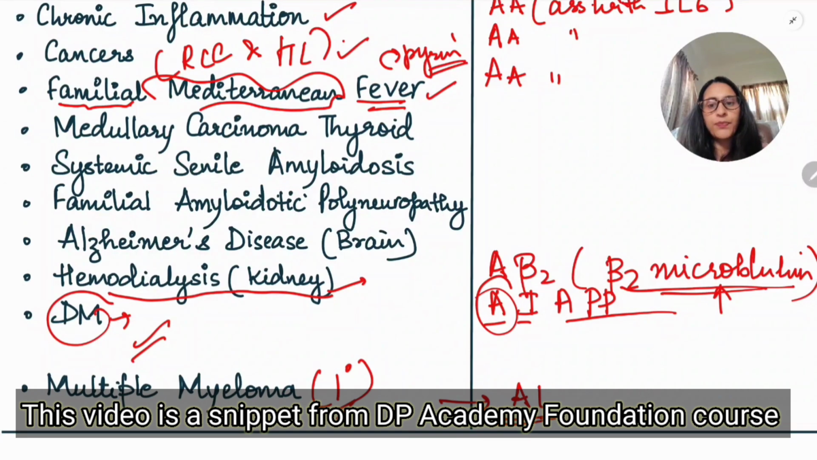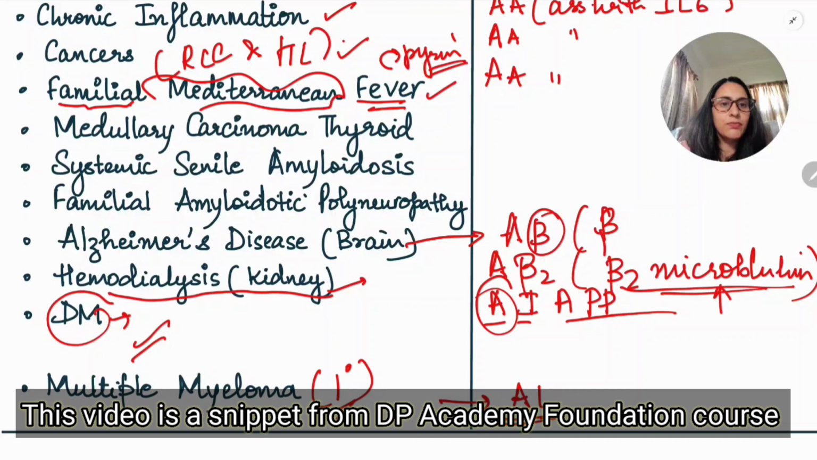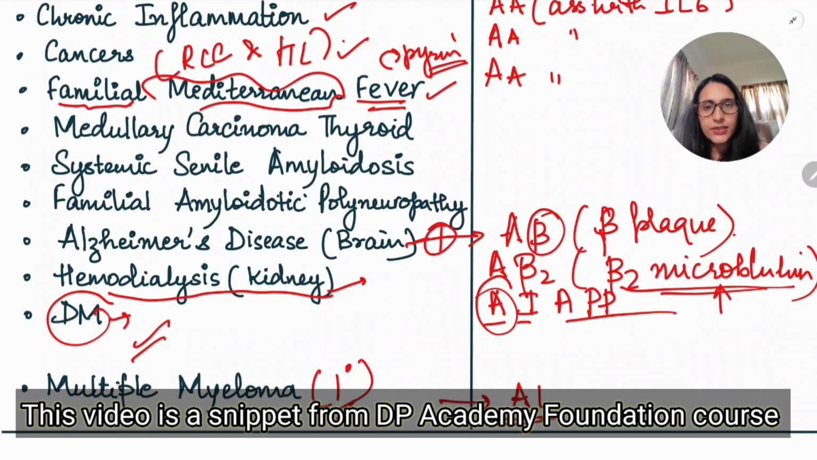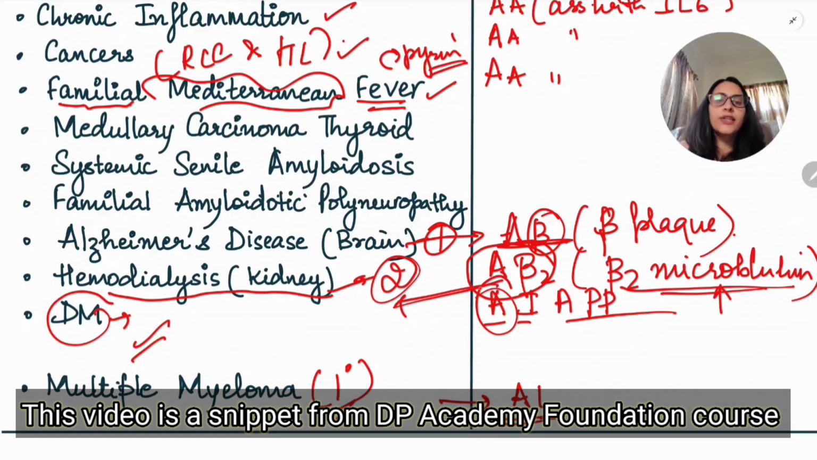For Alzheimer's disease, we know that it is a disease of the brain. In this case, there is A beta, that is beta plaque formation. Beta plaques are formed in the brain. So how to remember? We have one brain, we have two kidneys. So A beta is for brain, that is Alzheimer's disease, and A beta 2 is for hemodialysis, because we have two kidneys. A beta and A beta 2, this is how you can remember.